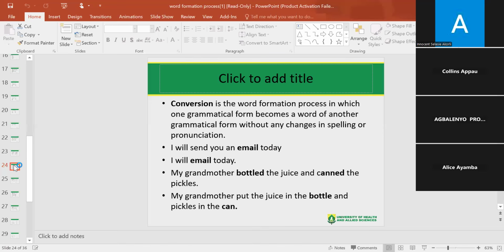I can't hear well. Either your network is poor or mine is poor. I don't know. I cannot hear well. The line is breaking. Maybe it's from my side because it's raining heavily here. I will send you an email today.